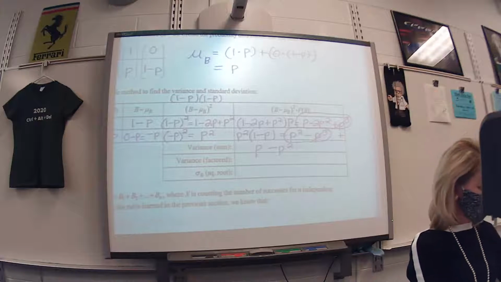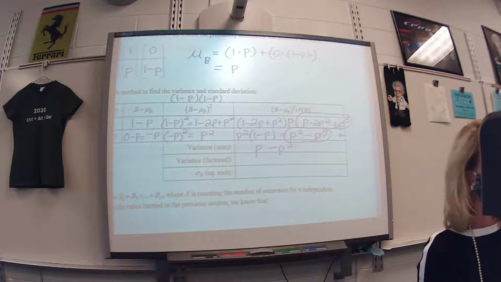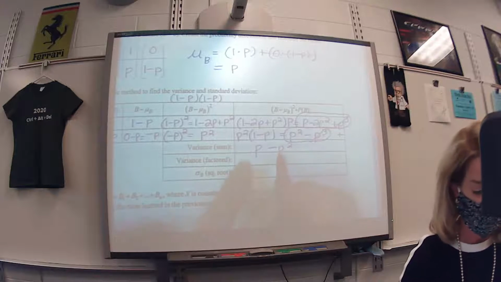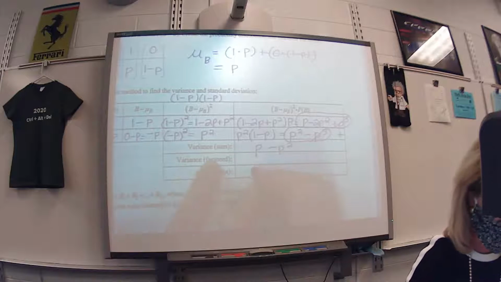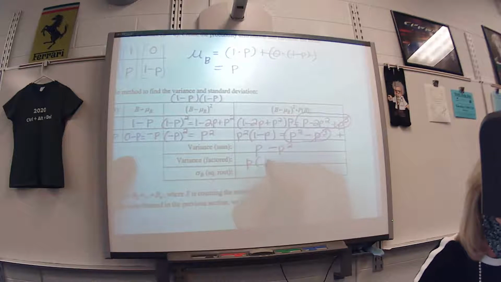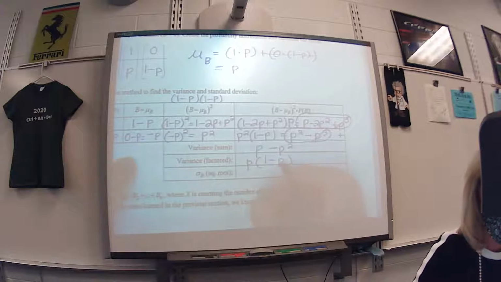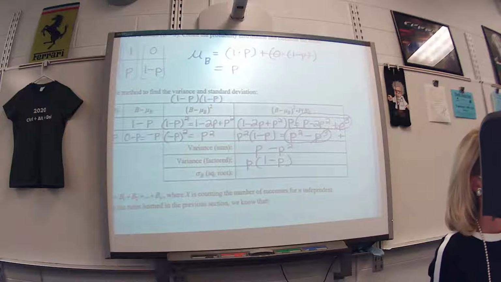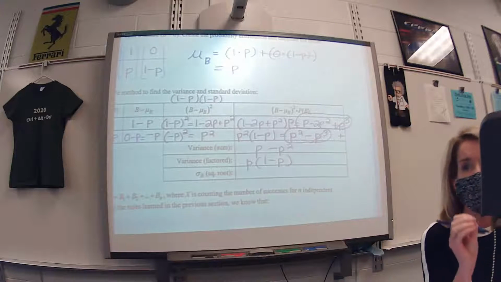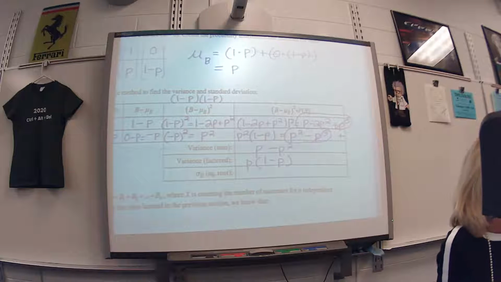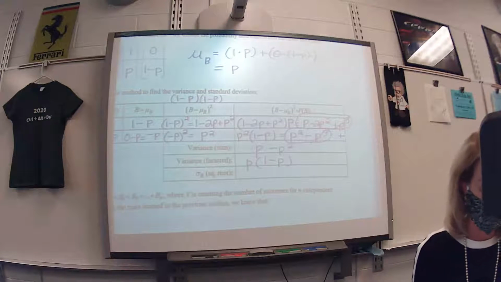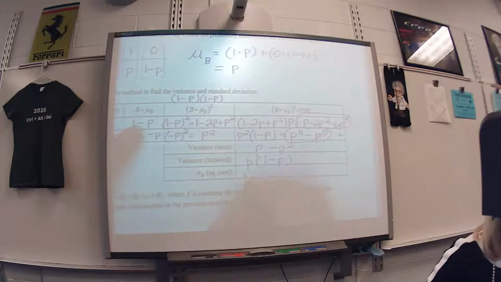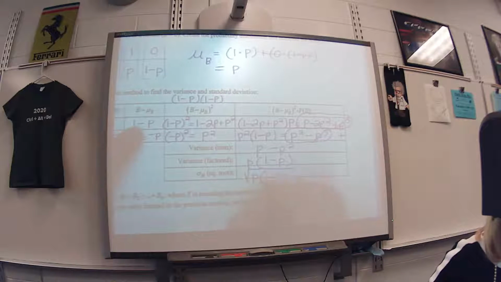And you're like, so what? What in the world does that mean? All right, what I'm going to do now is factor off a p because it's the greatest common factor. That's why I said variance factored. So it's going to be p times 1 minus p. That's the formula for variance. And the only thing you do to get to standard deviation is take the square root of the whole thing.